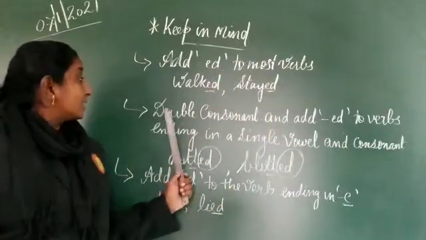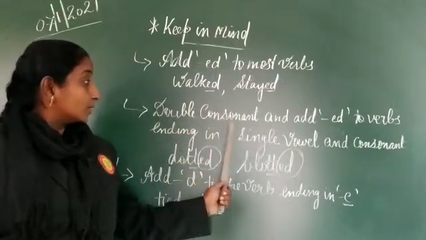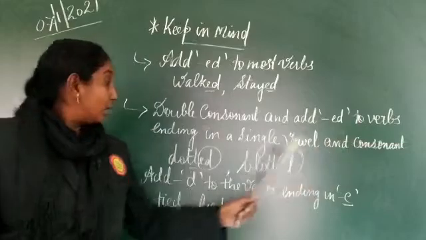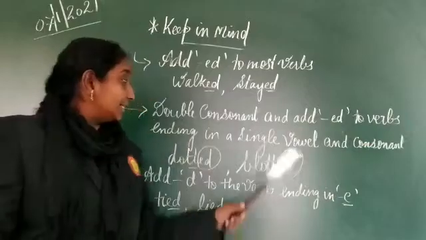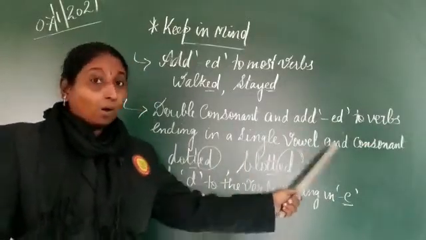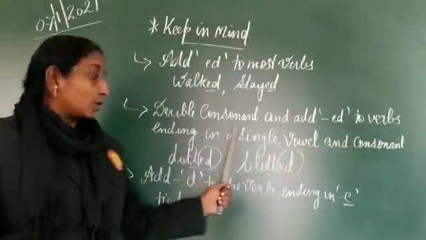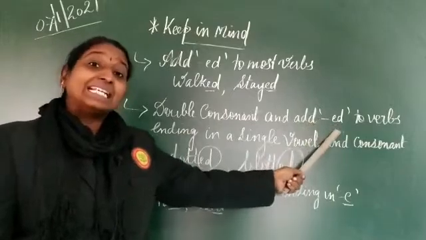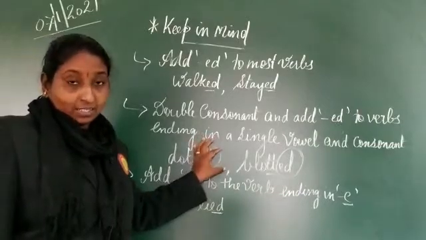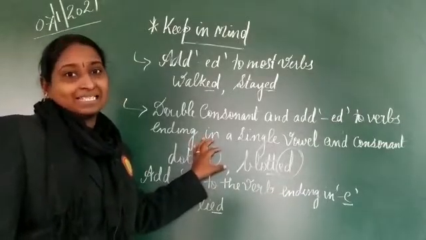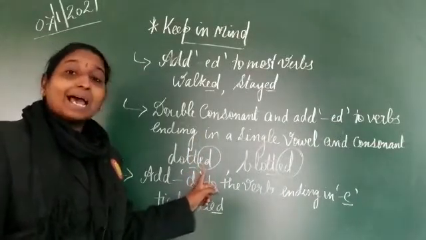Okay. Now the second point is, suppose the verb has a double consonant. You have to double the consonant and add ed to a verb ending in a single vowel and a consonant. Suppose in a sentence you have a verb ending in a single vowel and a consonant, you have to double the consonant and then add the ed form. Suppose the word is dot in your sentence and you have to make it a simple past tense, your consonant will be in a double form and then you will add ed to it.